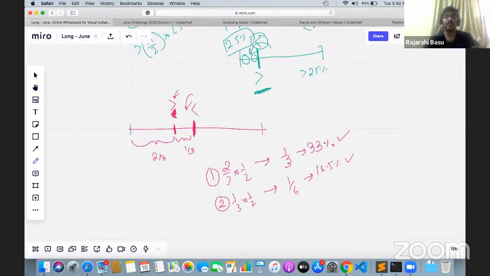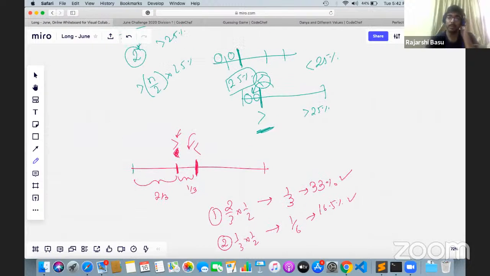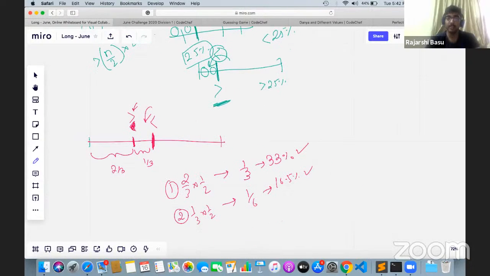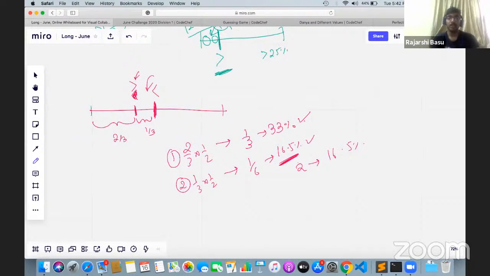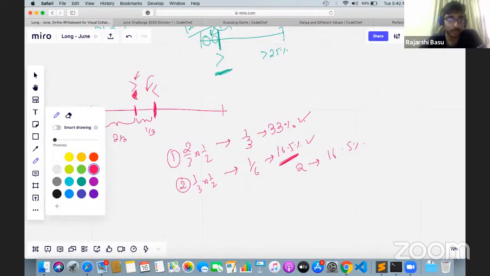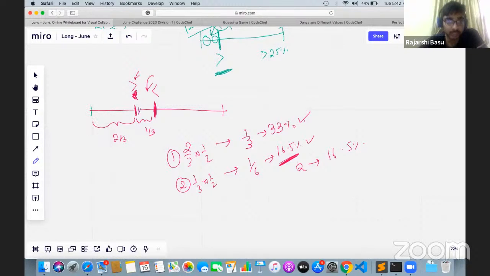So just as we had feared here, right? In the best case scenario, you're removing greater than 25%, but in the worst case scenario, you're removing something that is less. Correct? So effectively here you are using two queries to remove just 16.5%. So you might think that, okay, but then how is this useful? Here's how. After you do this query, you remove this section.